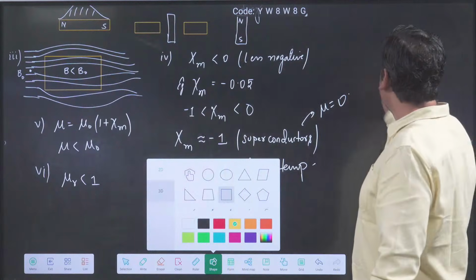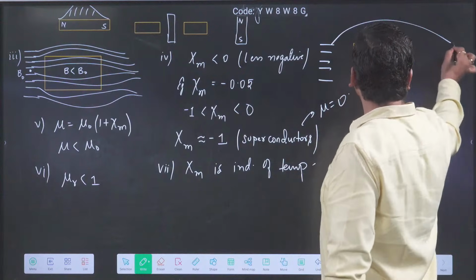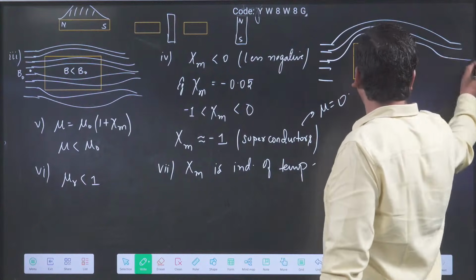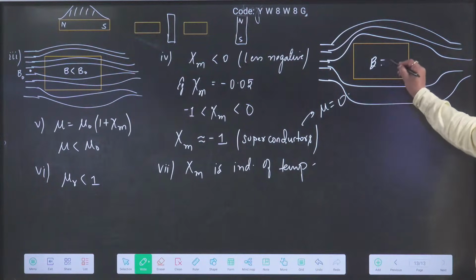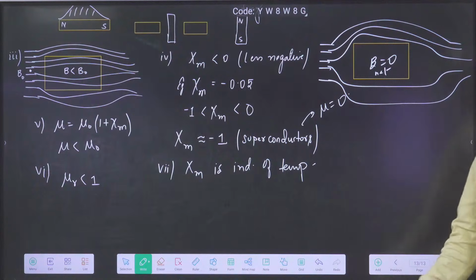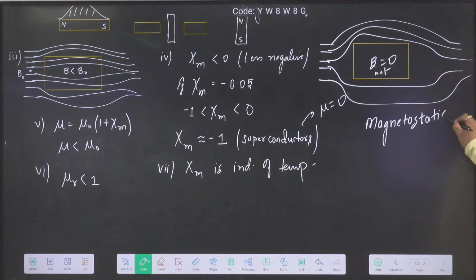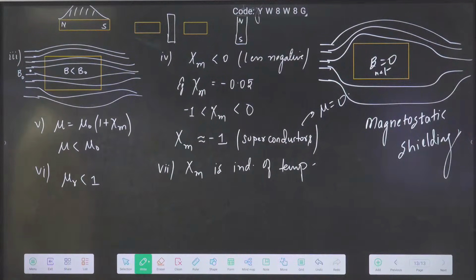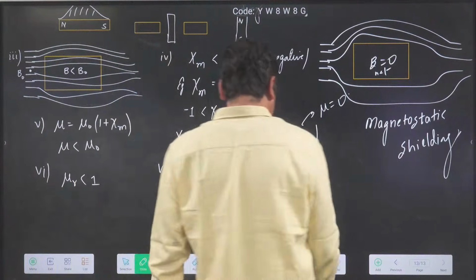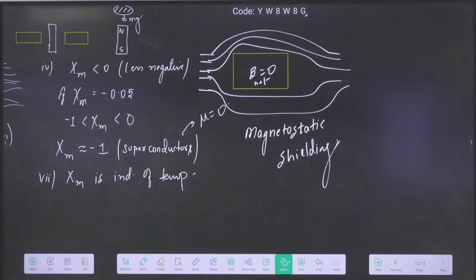Please understand. If it is a superconductor and the magnetic field lines are like this, then all magnetic field lines will be repelled like this. And inside the superconductor, the net magnetic field will always be 0. That's why the superconductor is also used for magnetostatic shielding. So these are a few important points regarding diamagnetism.